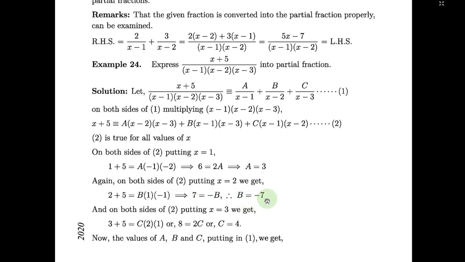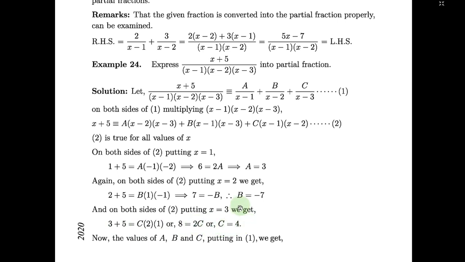Now similarly, to find out the value of c, we will put x is equal to 3. So the coefficient of a and the coefficient of b will be 0. So 3 plus 5 is equal to c into 3 minus 1 and 3 minus 2, that is 2, that is 8 is equal to 2c, so c is equal to 4.